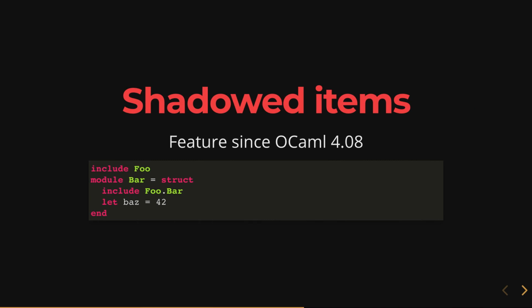Shadowed items came in OCaml 4.08 as a way to make overriding included modules simpler. Here, the issue is that we must be very careful in expanding the include so that we don't accidentally end up with duplicate module definitions. In this example, foo contains a module bar, which you can see because we're explicitly referring to it below. We're including foo, then overriding bar, extending it with a new value, baz. If we didn't remove the module bar from the include of foo, then we'd end up with two bar modules.